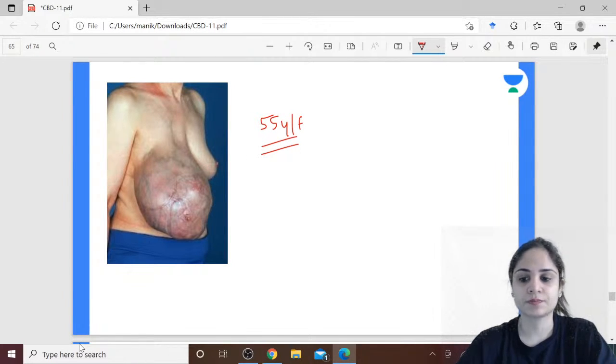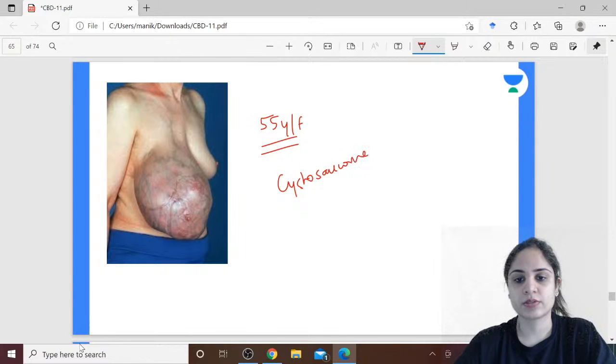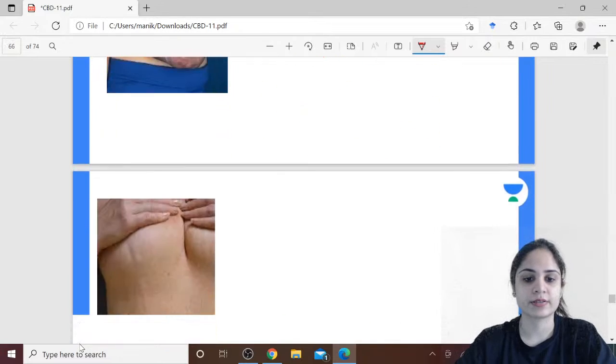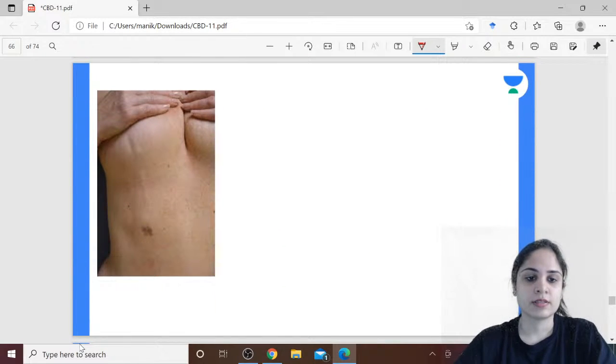This is a 55-year-old female coming with this large leaf-like swelling of the breast. So what is this? This is nothing but cystosarcoma phylloides. What is the treatment for this? You have to do a simple mastectomy. Okay, cystosarcoma phylloides.